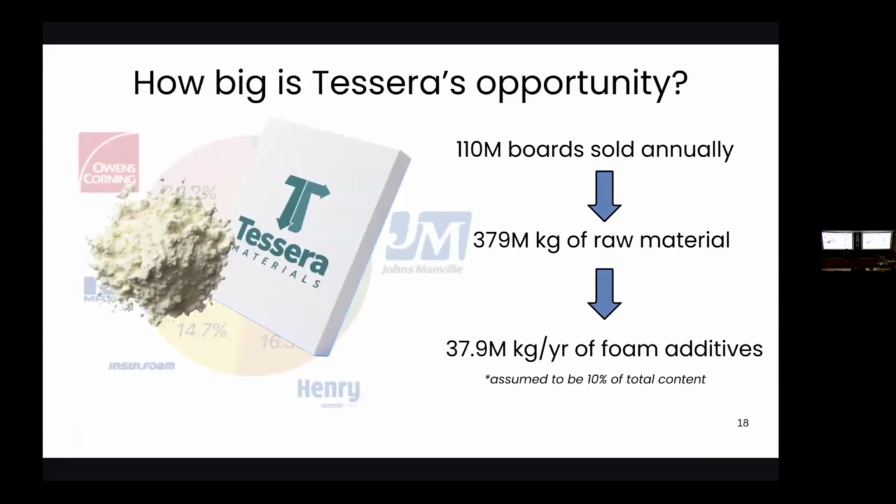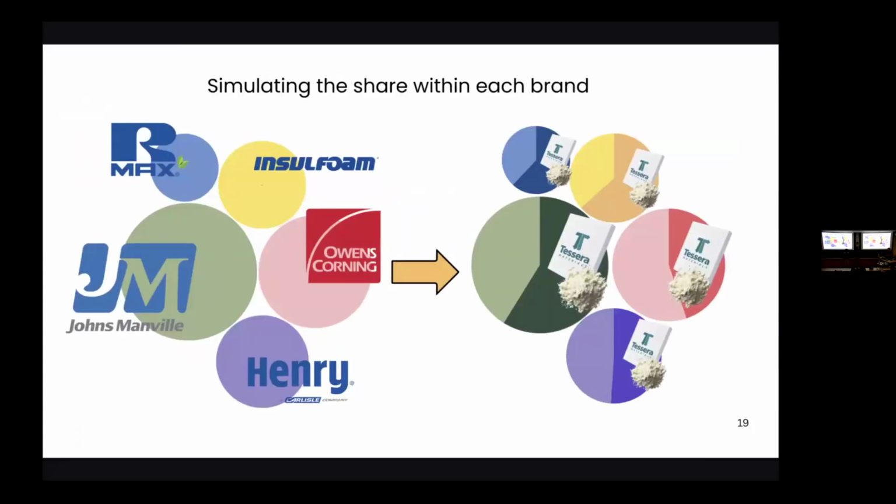And the question we want to answer is, how big is Tessera's opportunity in this pie? What we realized is that Tessera does not need to become a foam board manufacturer, right? We modeled the adoption through existing brands like Johns Manville, Owens Corning, Henry, Insofoam, and Armax, which means that Tessera's share depends on how much we can capture within each brand, and that's how we get the simulated market share.